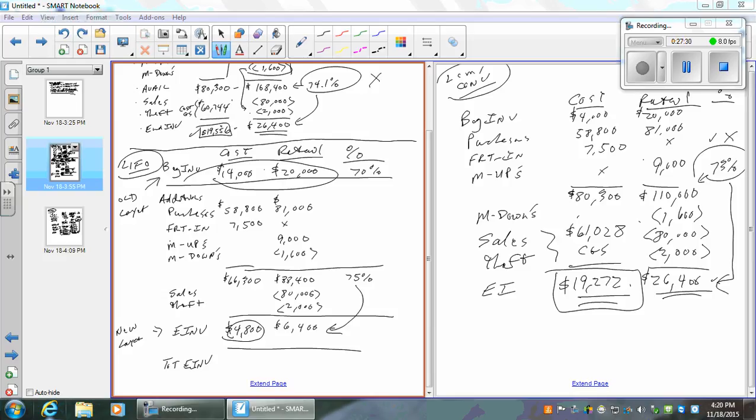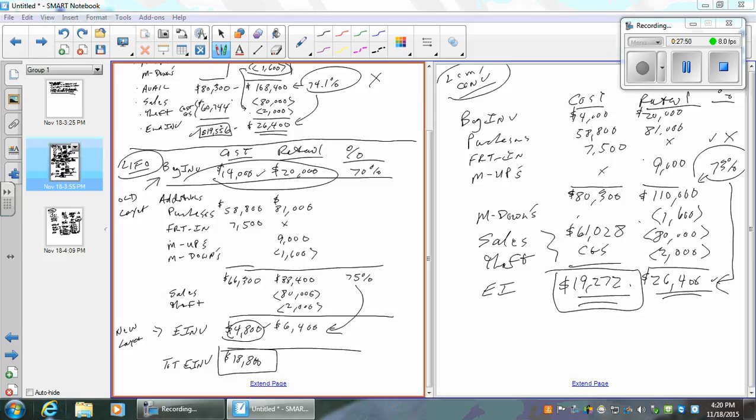14,000 plus 4,800, right? Everybody agree with that? 14,000 plus 4,800, 18,800, and we've got our ending inventory. Now be careful. Give me cost of goods sold.